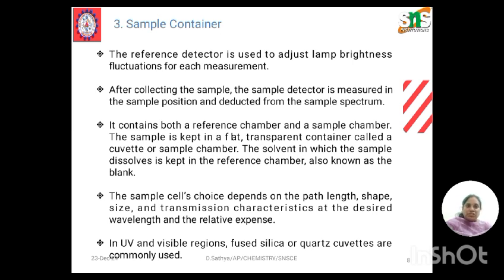The sample cell choice depends on the path length, shape and size, transmission characteristics, desired wavelength and relative expense. In the UV or visible region, a fused silica or quartz cuvette is commonly used.